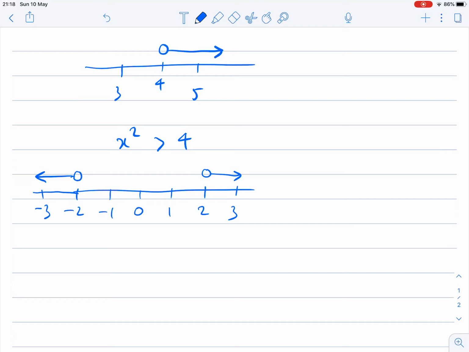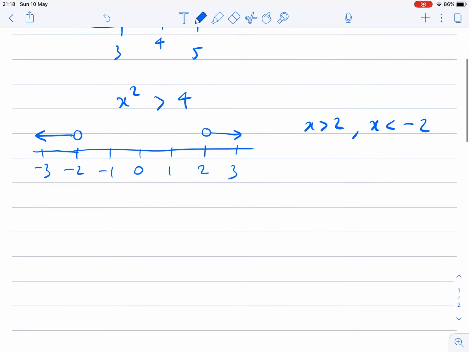So minus 4, minus 5, minus 6, and so on. They're all going to give me answers bigger than 4. And so when you have a squared inequality, quite often you get two sections of the number line, so bigger than 2 or less than minus 2. So we could write our answer as x is greater than 2 and x is smaller than minus 2.